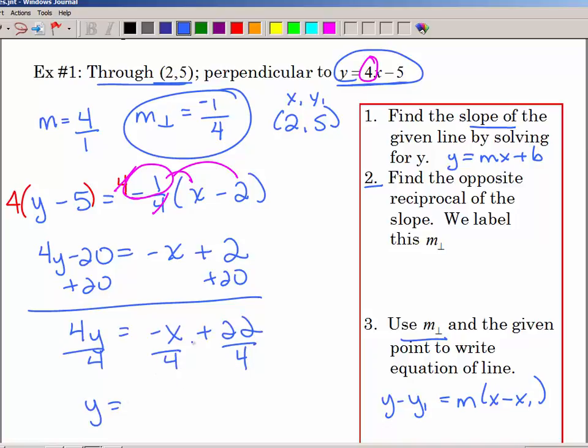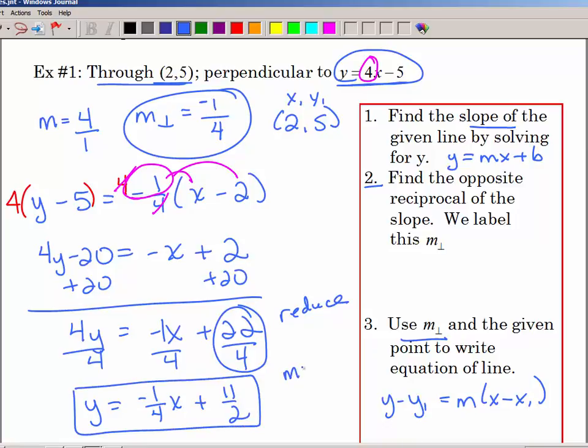Now you can leave that as negative x over 4, but I'm going to go ahead and write that as negative 1/4 x. There is a 1 there, plus now 22/4. We could reduce that, and we should. That would be 11 over 2. So our slope, as you see, is negative 1/4, which matches what we need. That's that opposite reciprocal of the given line. We started out with 4. That's the slope we would use if we wanted it parallel, but this is the slope we would use if we want something perpendicular. And then of course our y-intercept would be 11/2.